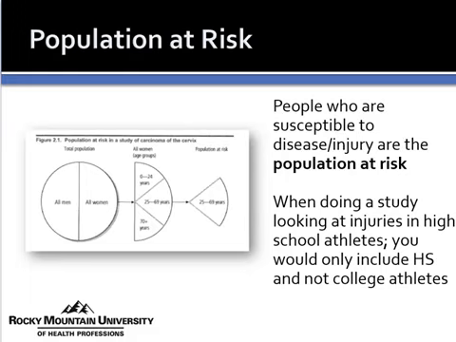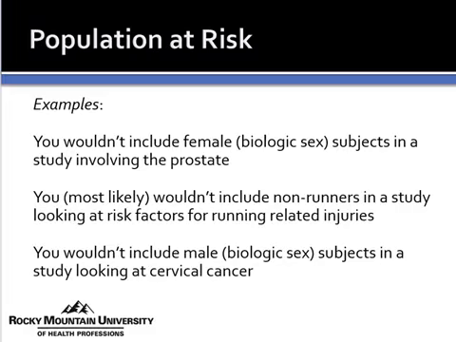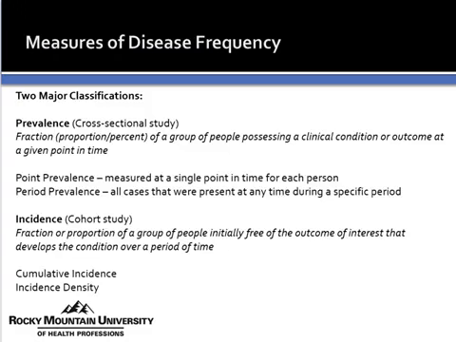People who are susceptible to disease or injury are considered the population at risk. So when doing a study looking at injuries in high school athletes, you would not include college athletes, you would only include high school athletes. That makes sense, right? Other examples, you wouldn't include female subjects in a study involving the prostate. You most likely wouldn't include non-runners in a study looking at risk factors for running-related injuries. And you wouldn't include male subjects in a study looking at cervical cancer.